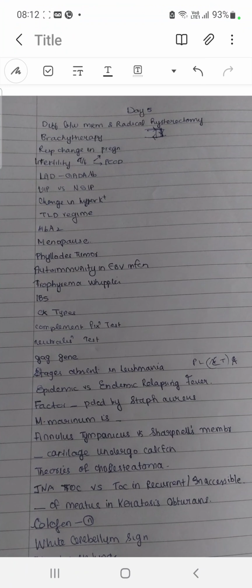Sade's theory. Ruedi's is basal cell hyperplasia. Sade's is metaplasia. Then next, JNA: treatment of choice radiotherapy? No, treatment of choice is surgical excision. When it is recurrent or inaccessible, radiotherapy. Widening of meatus is seen in keratosis obturans.